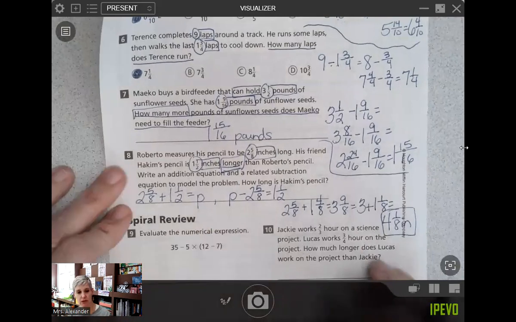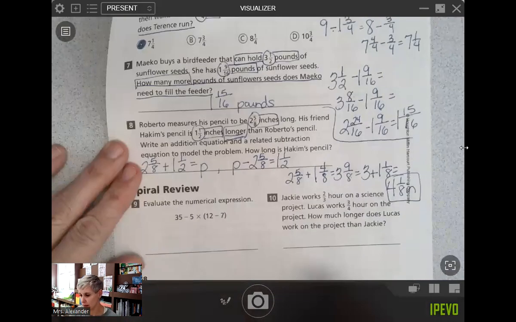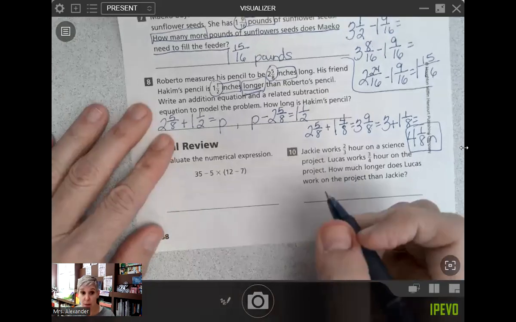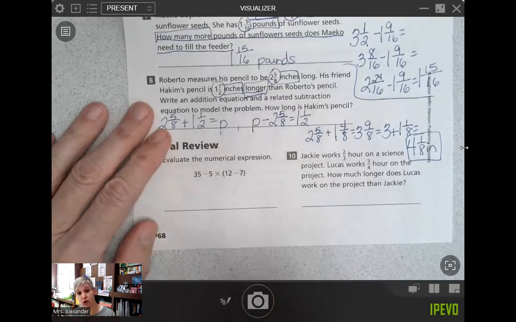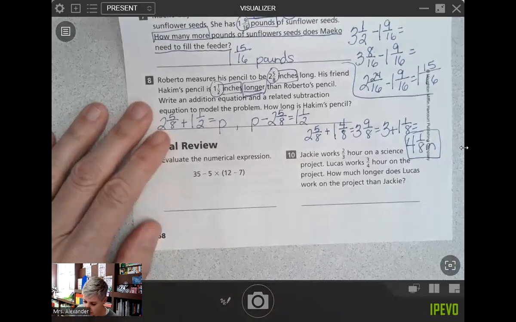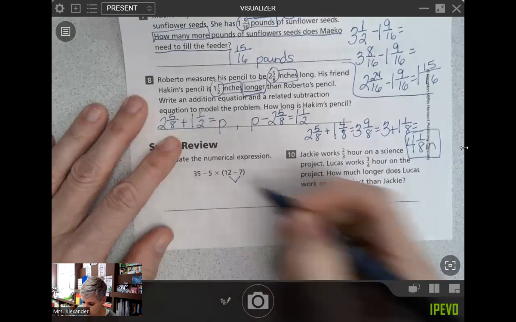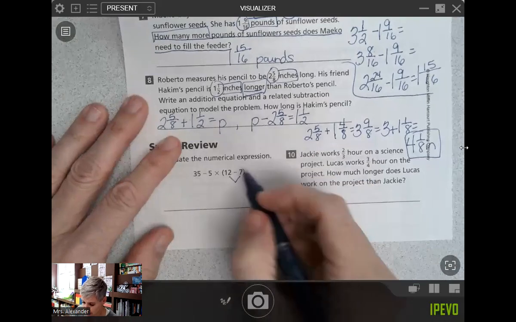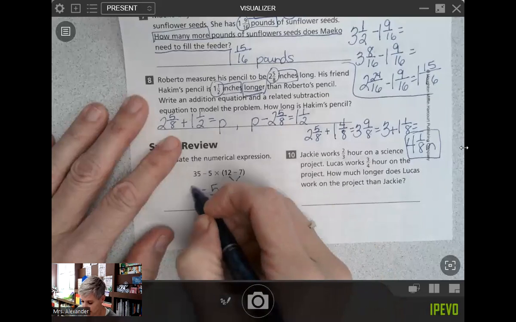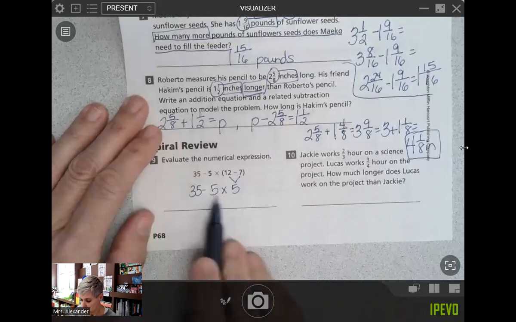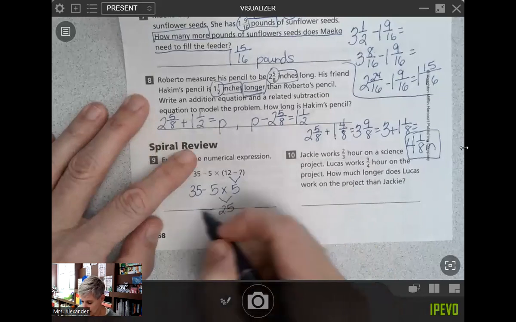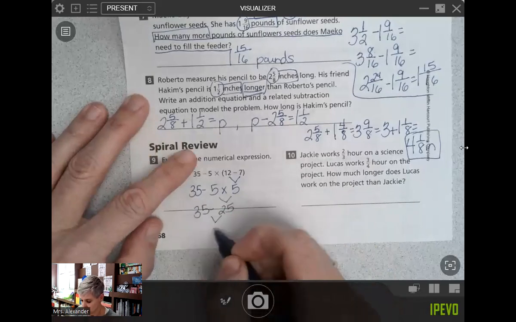Oh, look, we get to do a little spiral review of order of operations. Parentheses, exponents, multiply, divide, add, subtract. Order of operations, say what? We haven't done that for a while. All right, parentheses, 12 minus 7 is 5. I'm going to bring down everything else and reevaluate. Multiplying comes next. Bring down the beginning, and there's our gold medal.